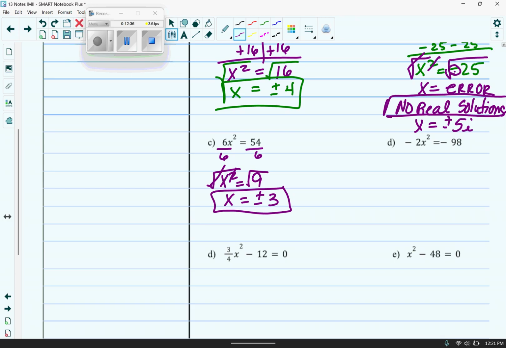Okay, the next one, we're going to divide by negative 2, divide by negative 2. So now we get x squared is equal to positive 49. Square root both sides. So x, because square and square root cancel, equals plus or minus 7.